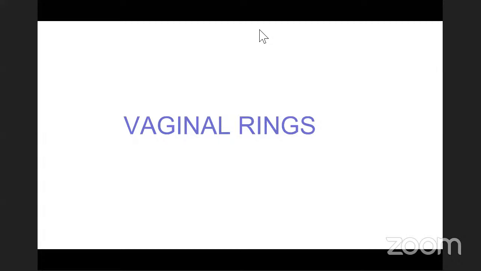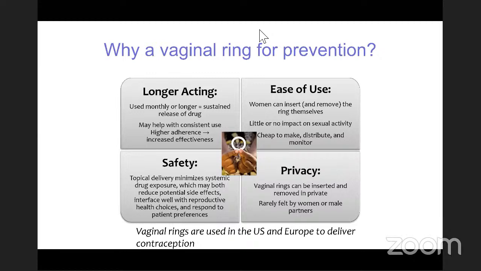Now we change gears a bit and talk about vaginal rings. And this may be very new to many people. Vaginal rings have been used in other countries as a form of contraception. One of them is known as NuvaRing. And the benefit of the use of a vaginal ring, first, is that it's longer acting. So you put it in every month. The women put it in their reproductive system every month and it stays there.